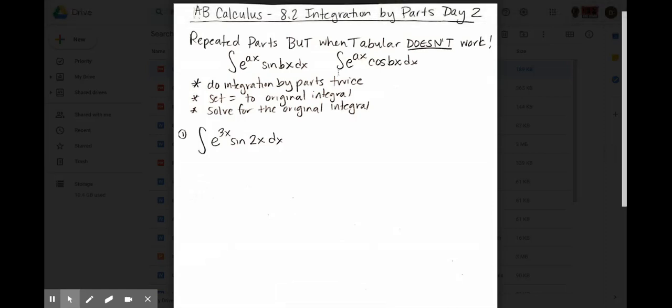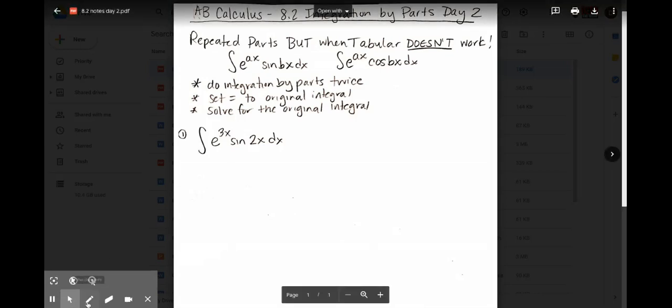And then what you have, you're going to set it equal to the original integral and solve it like you're solving an equation. Just like back in Algebra 1, when you were solving for x and you had x's on the left and x's on the right, you would get them all on one side and then get x by itself. It's the same concept here.